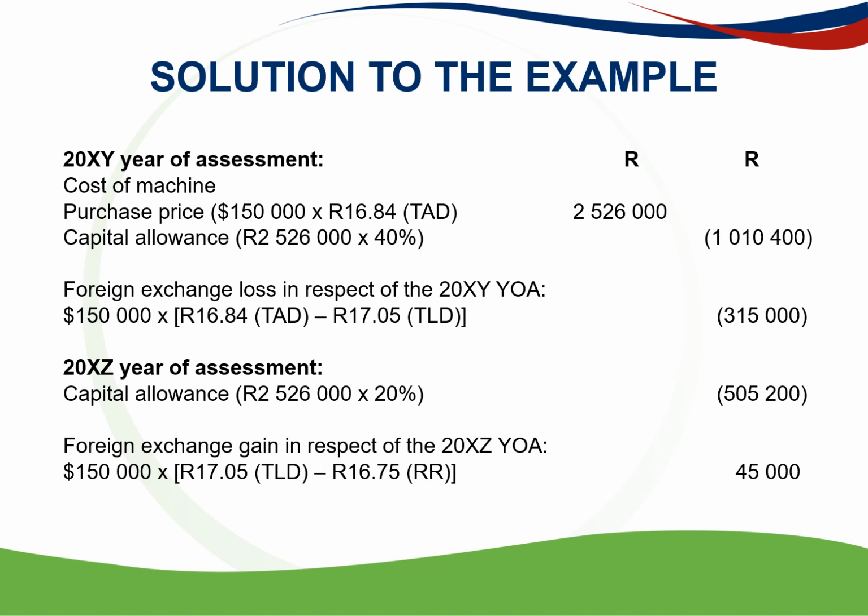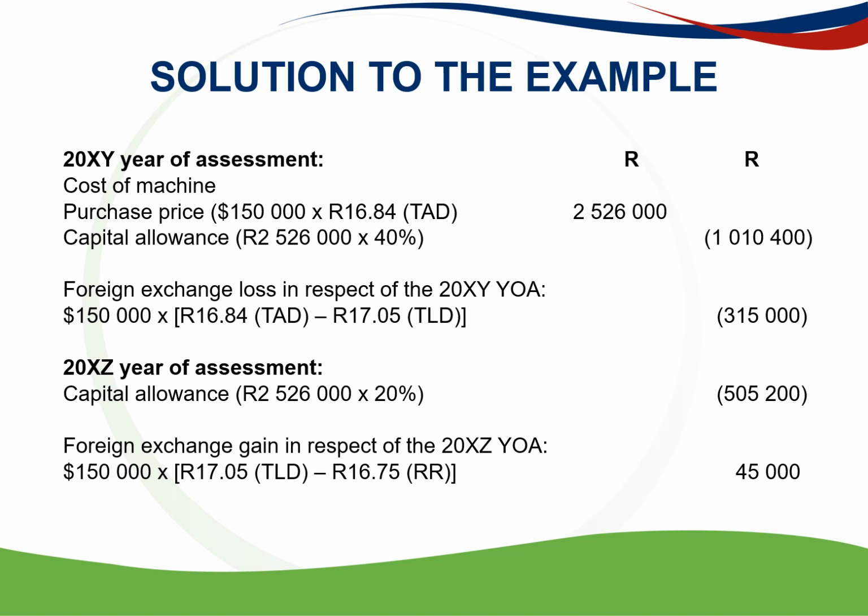First of all, we need to work out and determine the cost of the machine. The purchase price of $150,000 US must be multiplied with the R16.84, and this is your transaction date, when the machine was shipped free on board on 10 December 20XX, and therefore we multiply the 16.84 with 150,000 to get to the R2,526,000 purchase amount of the machine.